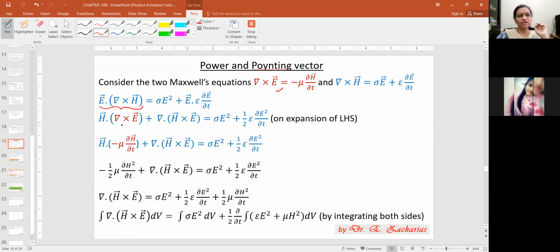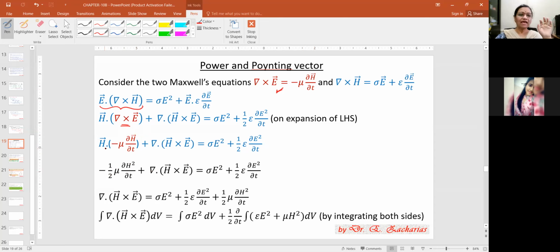Now go to the next slide. So here what we have done is the reason why I wrote this in red is because I'm going to use Faraday's law. Instead of del cross E, we are going to substitute minus mu dou H by dou T. Instead of del cross E, we are writing minus mu dou H by dou T. Okay, so that's what we are doing in the third step. And then in the next step, it is just reorganizing the terms.